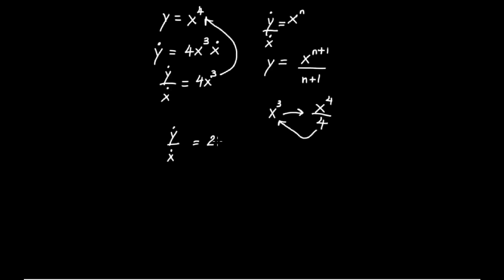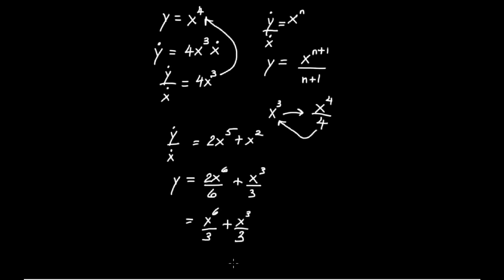For example, if I have y dot over x dot is equal to 2x to the fifth power plus x squared, I just apply this rule to both terms individually. If y dot over x dot is equal to all this stuff, then that tells me that y is equal to 2x to the sixth power. I increase the power by 1 unit, and I divide by the new power, which is 6, plus x to the third divided by 3. And to simplify, I get x to the 6 over 3 plus x to the third over 3.